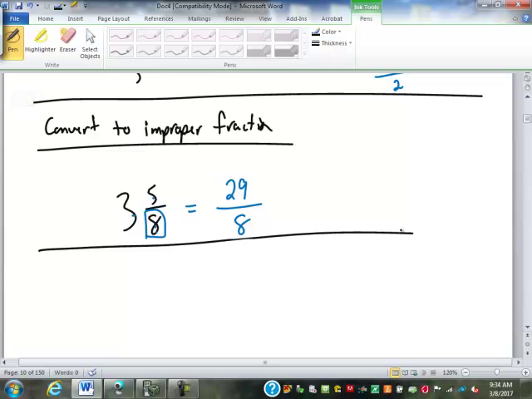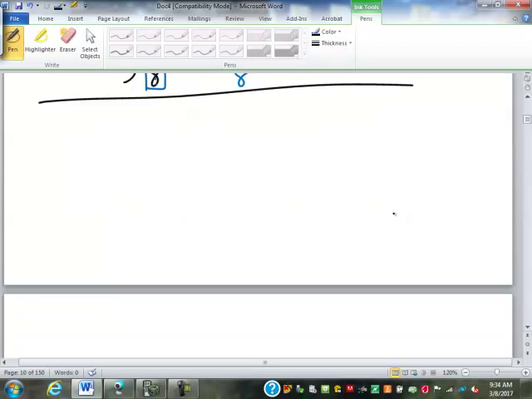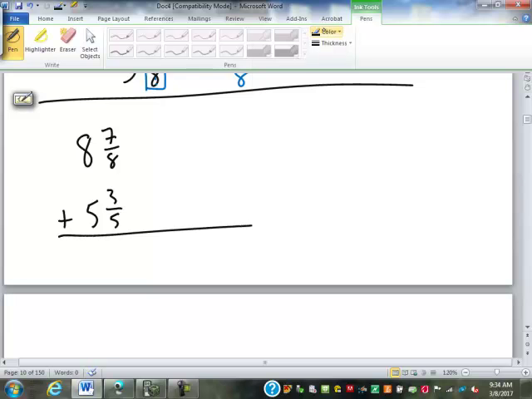So then, of course, we'll have our operations with fractions. Add, subtract, multiply, divide. The biggest ones that people will mess up will be with the mixed numbers. So we might have something like 8 7/8 plus 5 3/5. Now for the test, it is okay if you have a fraction calculator to use that fraction calculator. That is allowed. But if you don't, we need to find a common denominator, which will be 40.